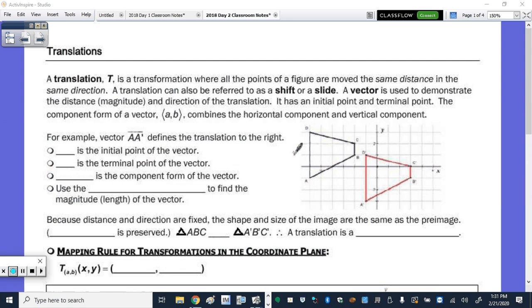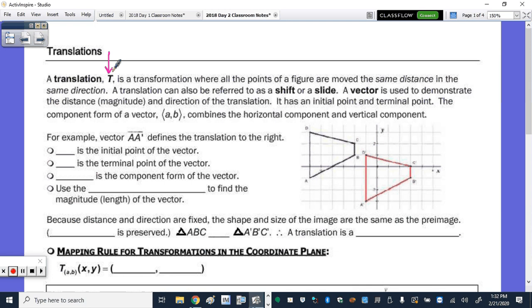Moving on to the translation. A translation T is a transformation where all the points of a figure are moved the same distance in the same direction. So the notation for a translation is a capital T. A translation can also be referred to as a shift or a slide, and a vector is used to demonstrate the distance or magnitude and direction of the translation.